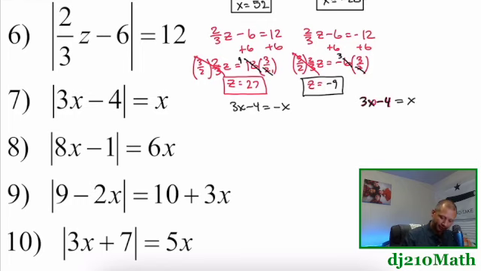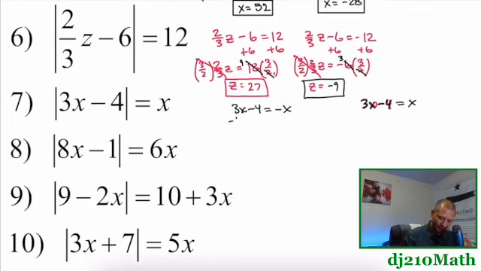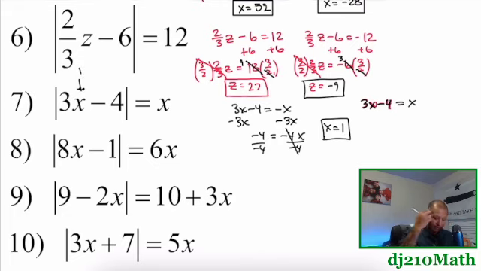All right, so if we solve this for x, we get 3x minus 3x, so we get negative 4 is equal to negative 4x. Divide both sides by negative 4, and x is equal to 1. Let's check our answer. I plug in 1. 1 times 3 is 3. 3 minus 4 is negative 1. Absolute value of negative 1 is 1. And it's equal to 1. So that is correct. X is equal to 1.